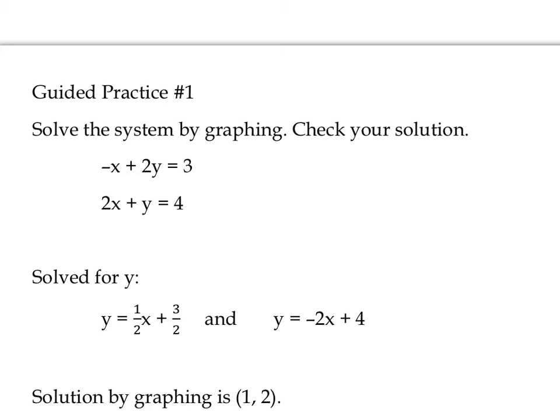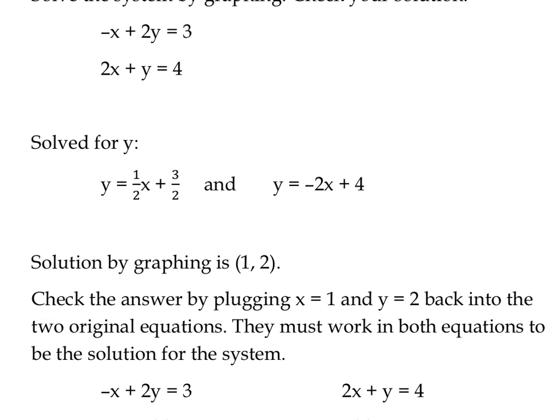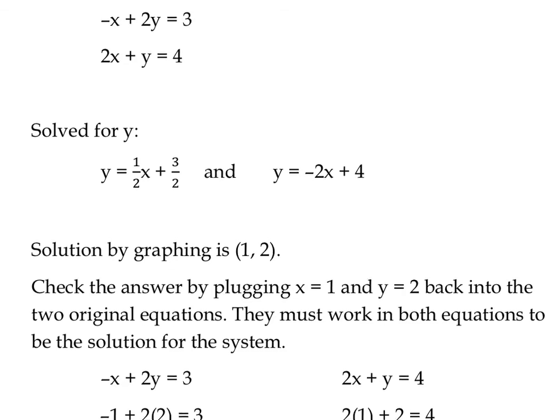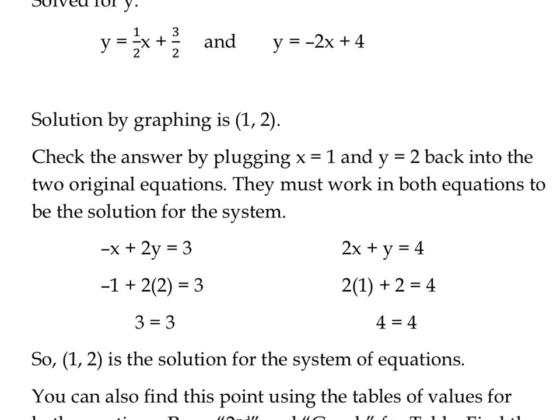First, to solve the two equations for y, we should get these two equations right down here. Those are our two equations solved for y. We have them in y equals mx plus b form. Then if you graph it, you should get the point (1, 2) as your intersection. And then you can check that.